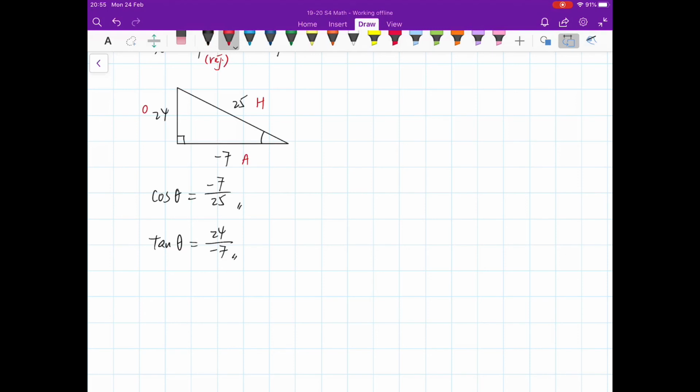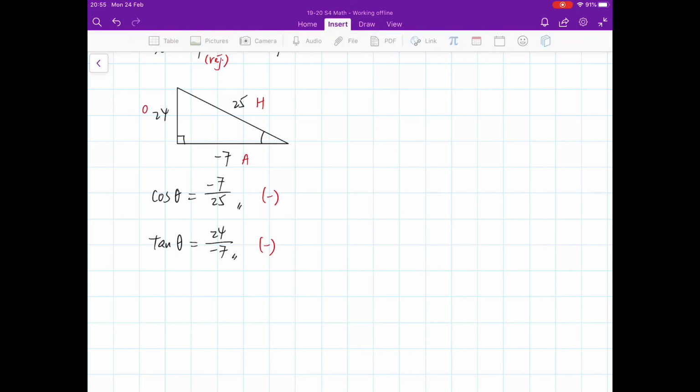So again, let's check if the answers are correct or reasonable. So for quadrant 2, cosine and tangent are negative. So our results are negative, so they are making sense.